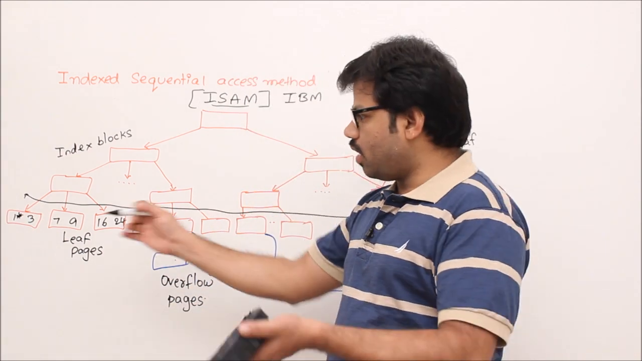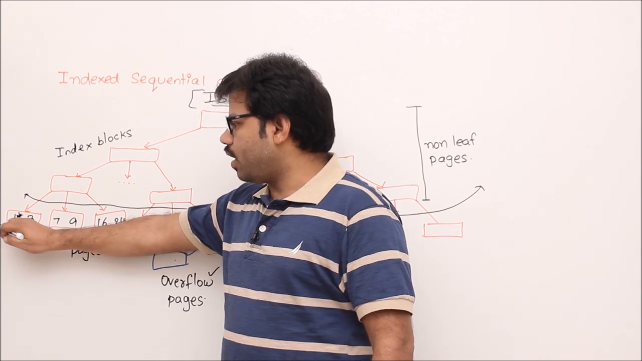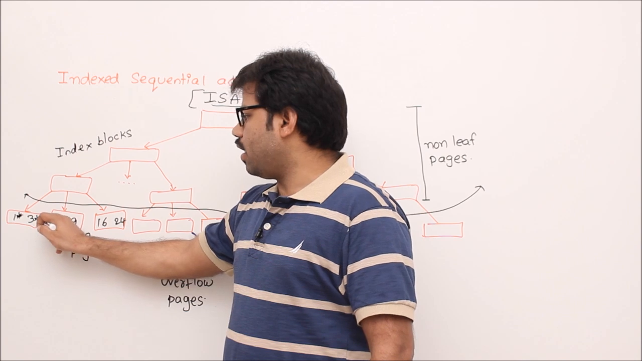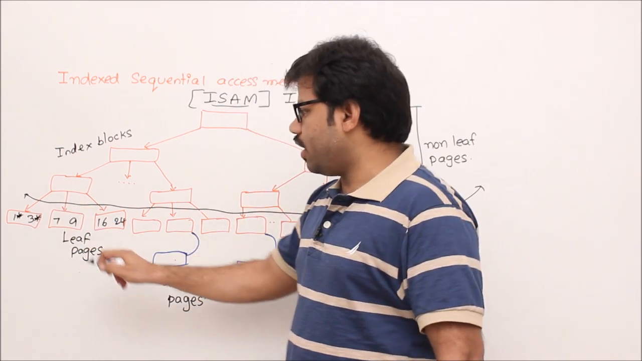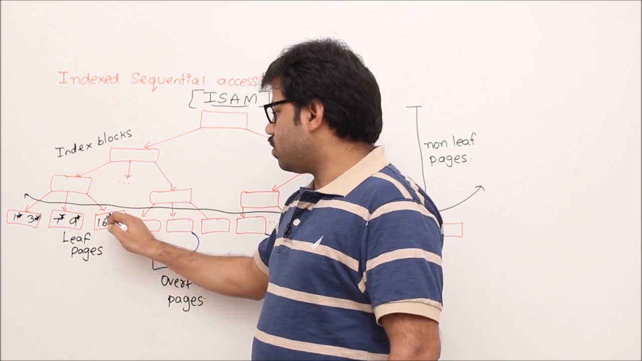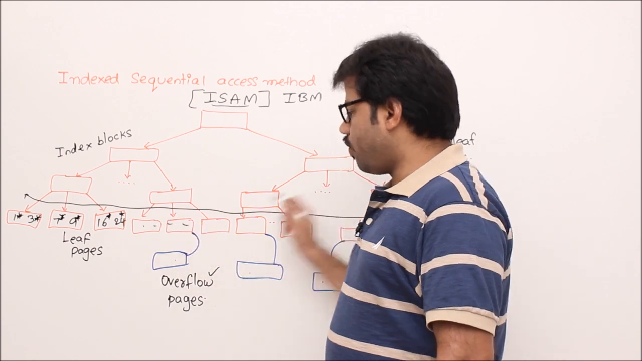For example, these are all employee information: employee ID 1 followed by employee name, salary, everything. That is the star. 3 star: 3 is a key and star means the remaining information. In that way, your file will be stored. Just because I don't have space, I am keeping the star. In that way, this is your file.